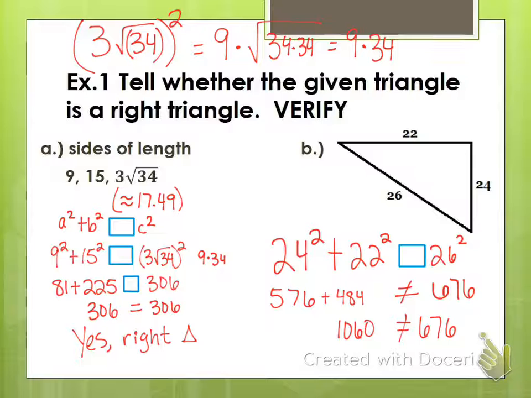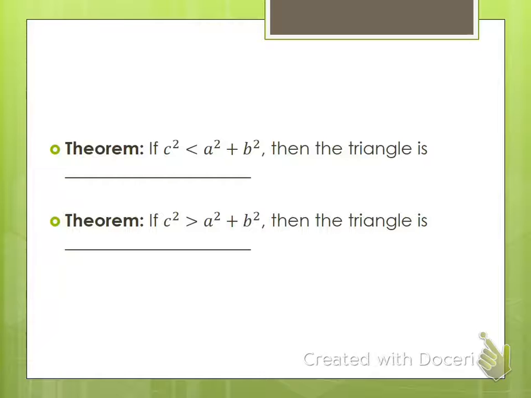So if these are not equal, then we would say that this is a right triangle or not? Not a right triangle. Not right, or not a right triangle. Questions, concerns? Need more time? Okay.